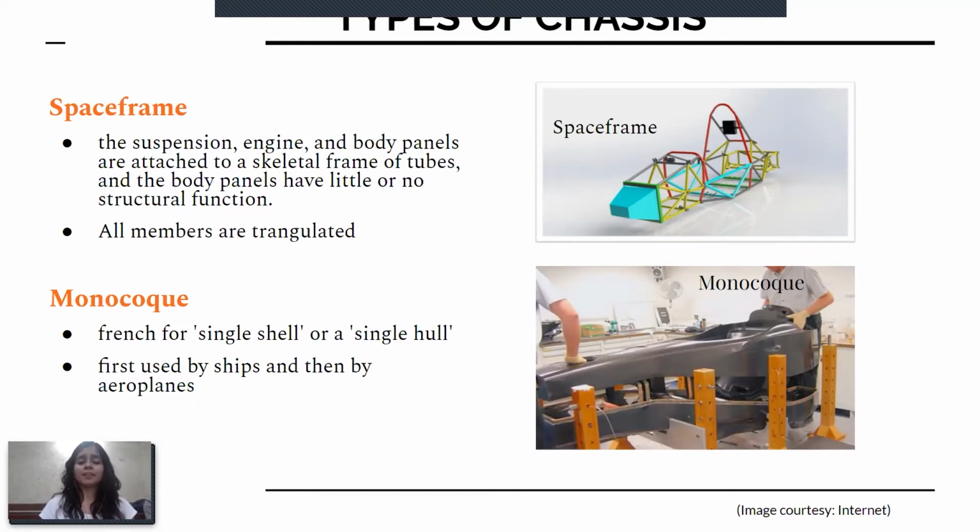Now coming to monocoque, that was the last chassis we're talking about in this slide. Monocoque being French for single shell or a single hull, it was firstly used during manufacturing of ships and airplanes. It took quite some time to figure out that they can be used in cars as well. A monocoque is a shell around the car made by using both chassis and frame in a single construction.